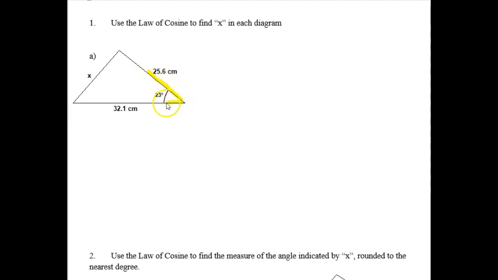So we're going to start by identifying our angle. It's 23 degrees, and then the two sides that surround the angle. That's our first place to start. Now we want to find then the third side. So you would write this x squared is equal to. You take these two sides and you're going to square them, add them together. It doesn't matter which one you write first. The order there is not important.